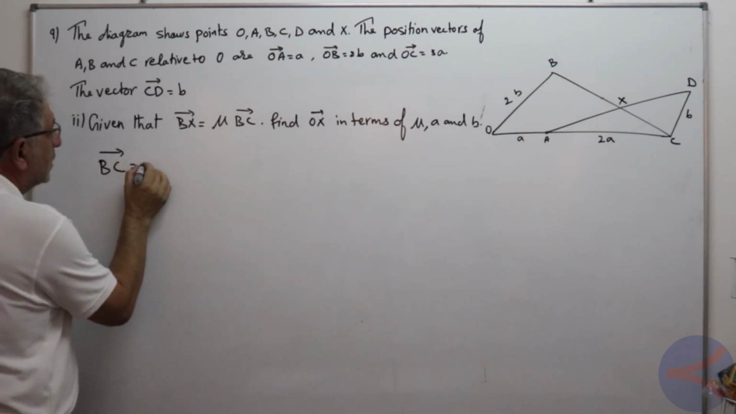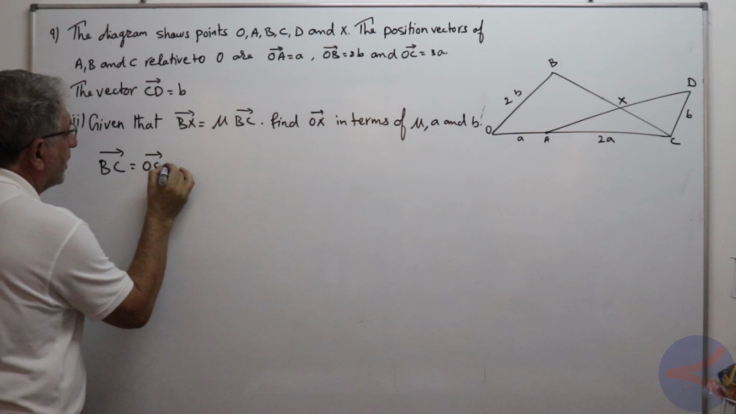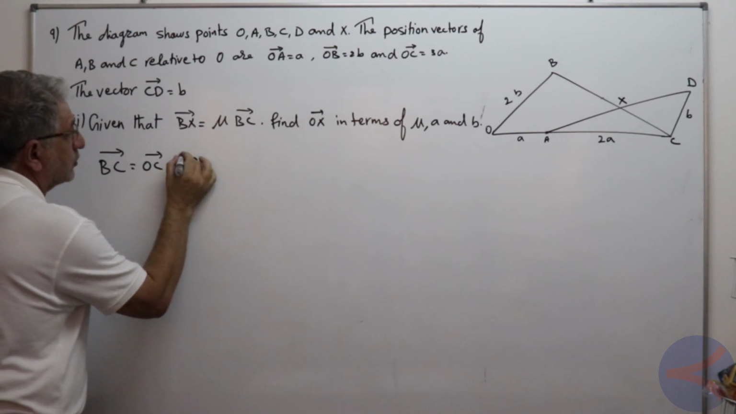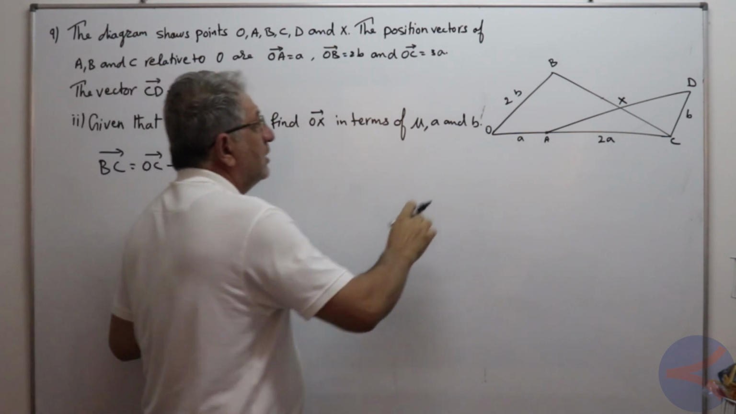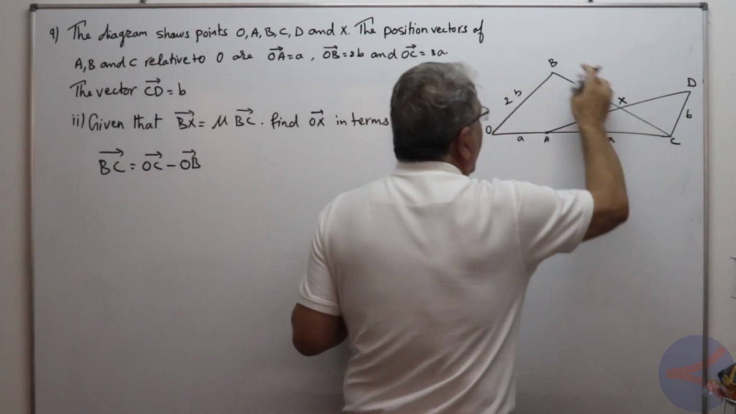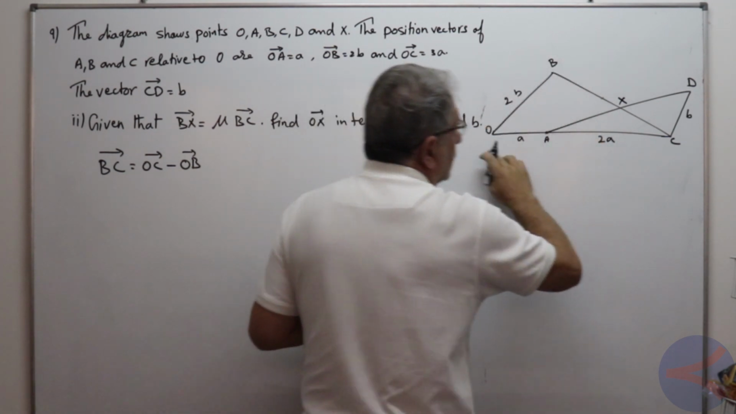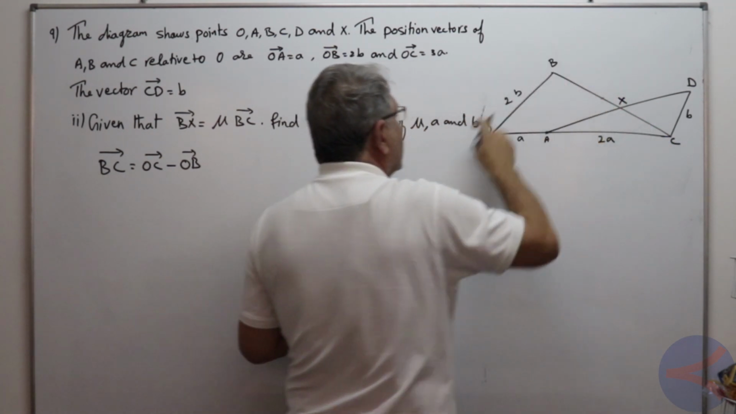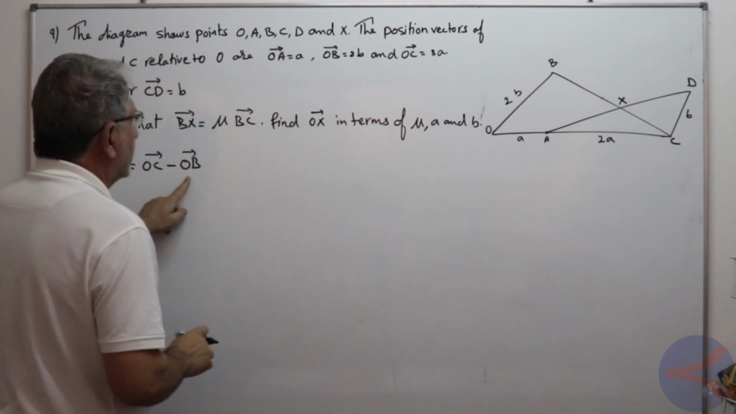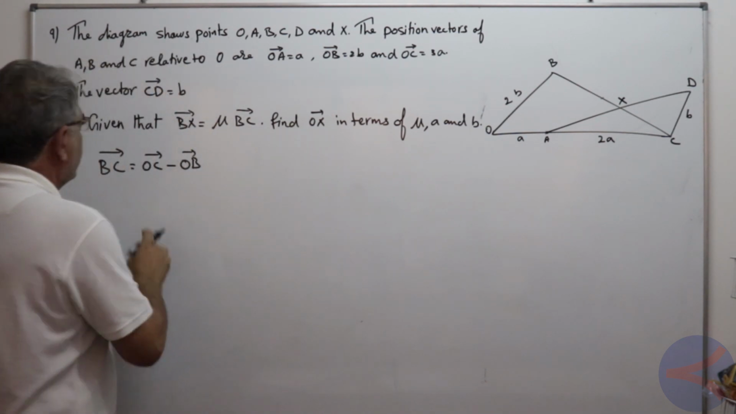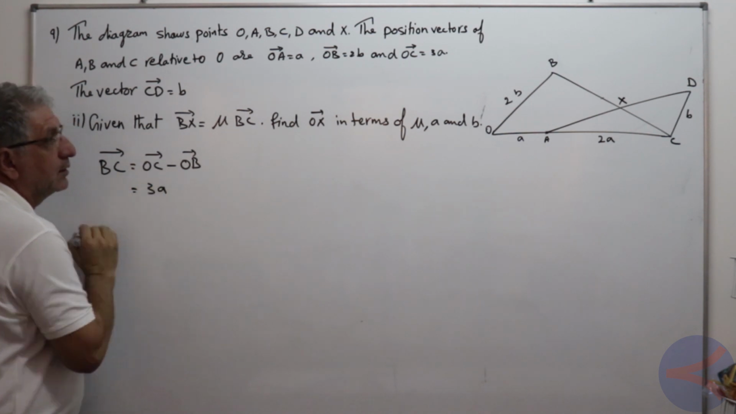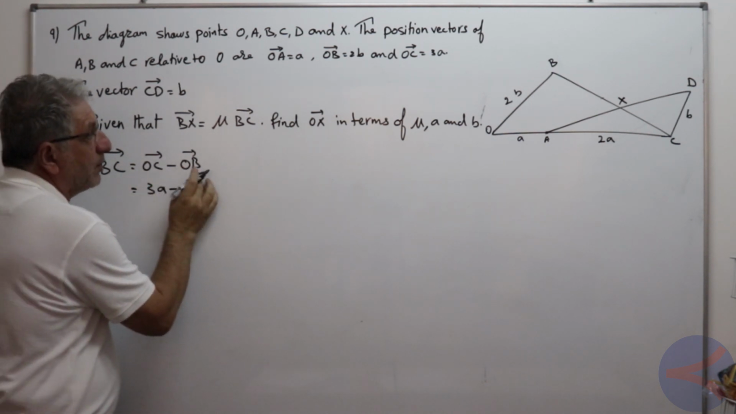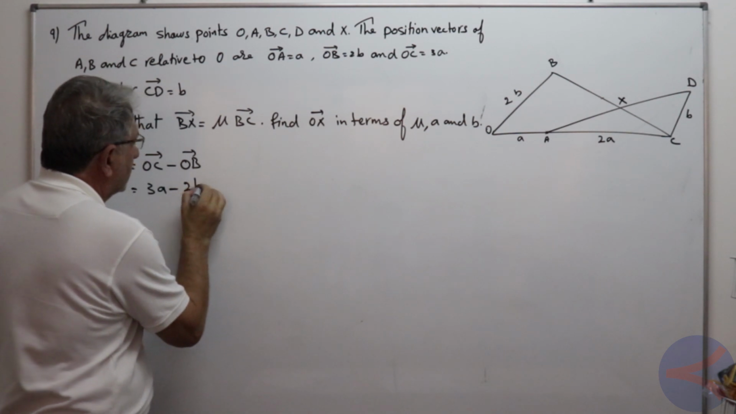BC means OC minus OB. Just now I explained to you, any vector you have, you can write end point minus a starting point. Because if you want to go to BC, you have to come back this way and go this way. Therefore, this end point will be negative. That means BC is OC minus OB. Now, OC is how much? 3A. You know that? OB how much? OB is 2B. Therefore, this is done.